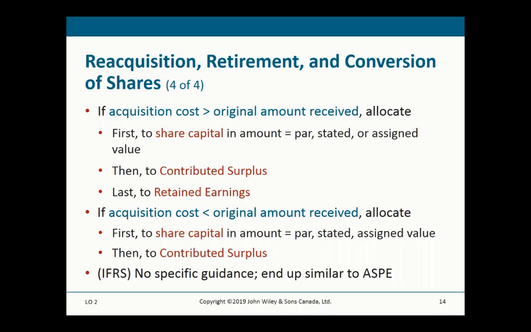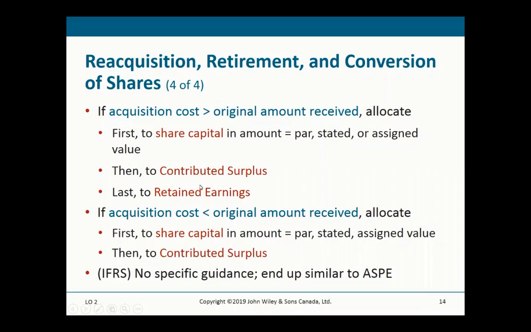If the acquisition cost, or the amount to repurchase the shares, is less than the amount coming out of the share capital or common shares, the difference goes to contributed surplus. So it's like we had a gain. Here we have a gain, a leftover credit, and that goes to contributed surplus.